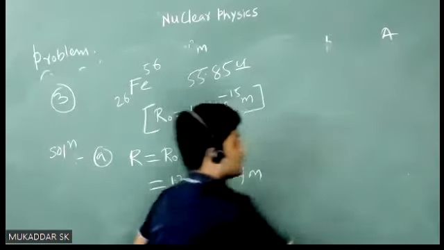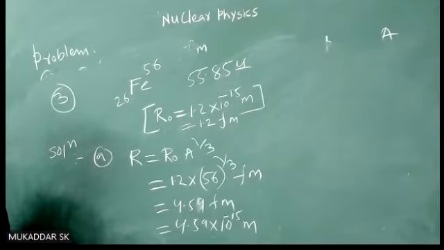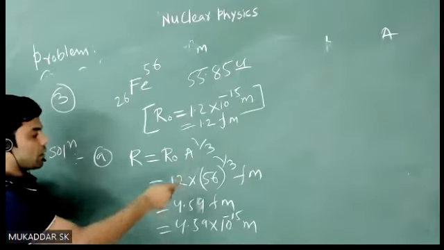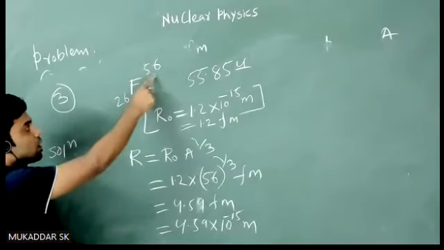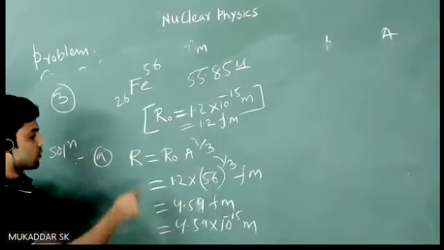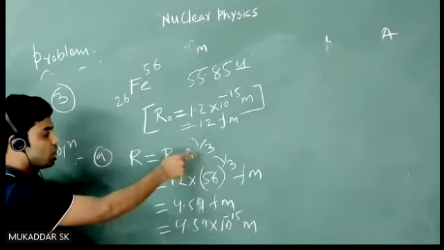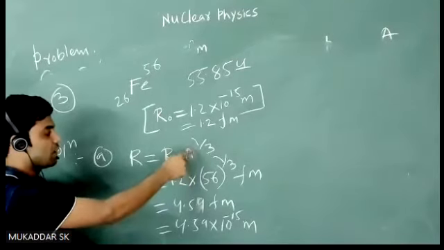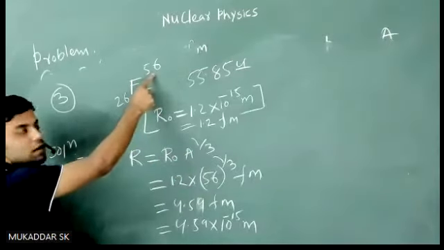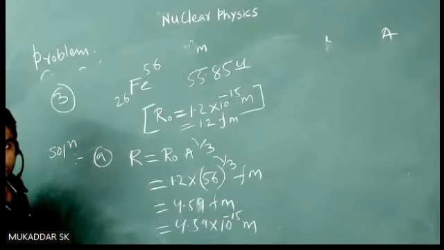Sir, 55.85 you have taken as 56, right? No. You see, A is mass number. Oh, okay. So mass number is 56. So radius of a nucleus always varies with mass number. Please note that this is mass number. It's not any value. So always use mass number. Mass number means number of protons plus number of neutrons present inside that nucleus.